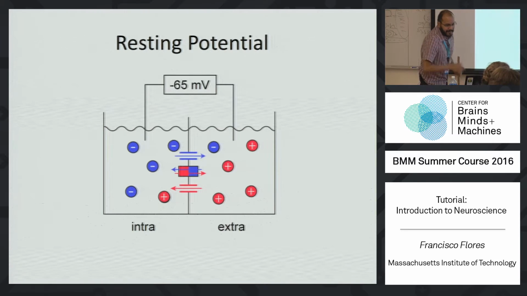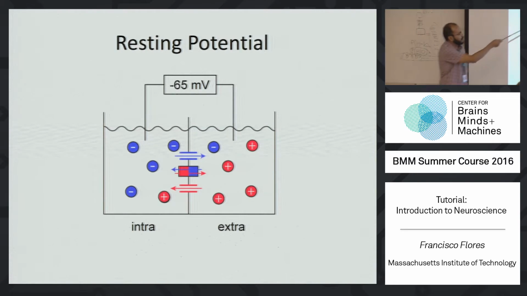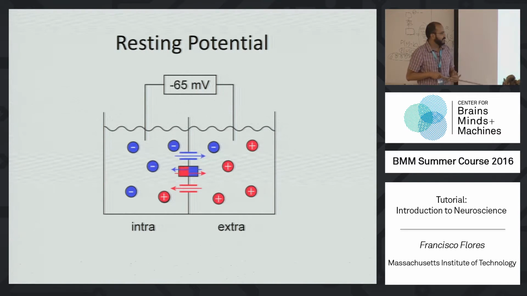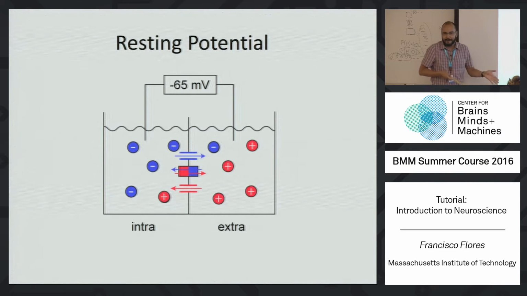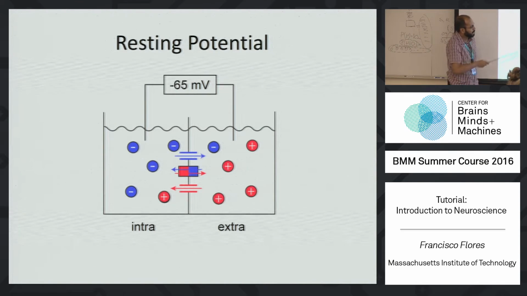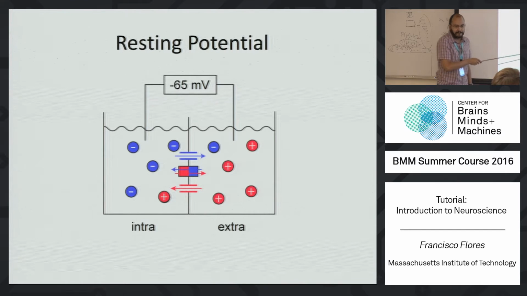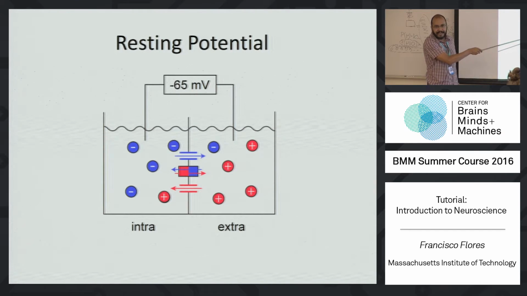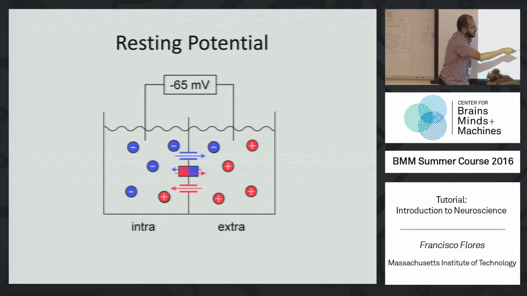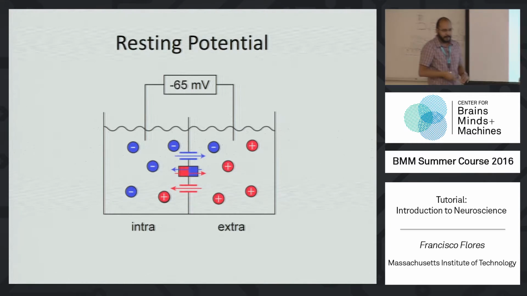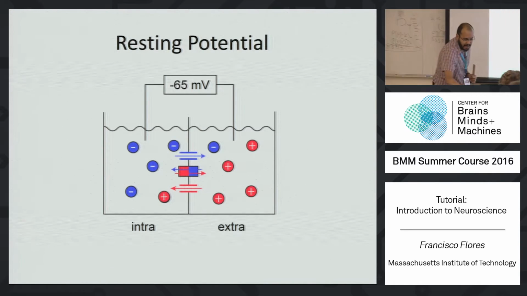And if you can measure that in a neuron, it's going to be minus 65 millivolts. And actually, this is more or less how the neuron is. The intracellular part of the neuron has a negative charge, and the extracellular part of the neuron has a positive charge, okay?